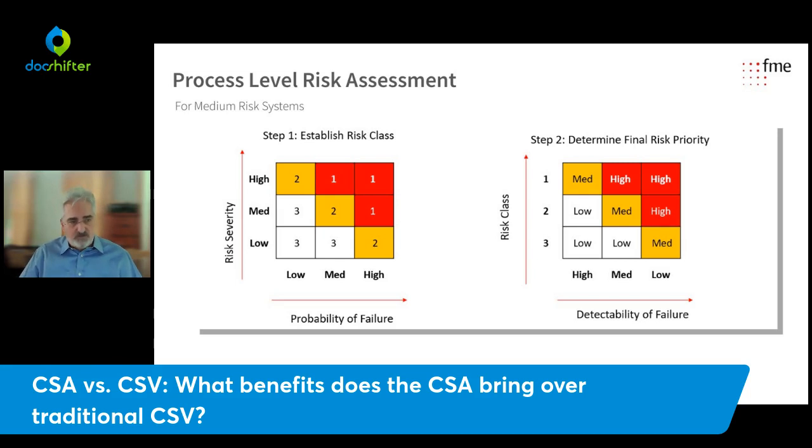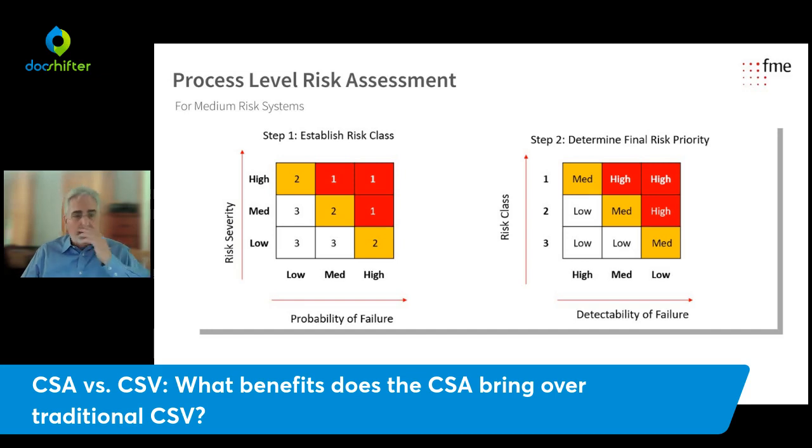So again, we have the same colors, the same impact. Red means go back to CSV. Yellow means we can do risk-based. White means you don't even need to do it. Then we take that number that we get out of this risk class and apply it to the y-axis in the second chart to ask one final important question. What do we perceive the detectability of failure to be? Will we know we have a problem?